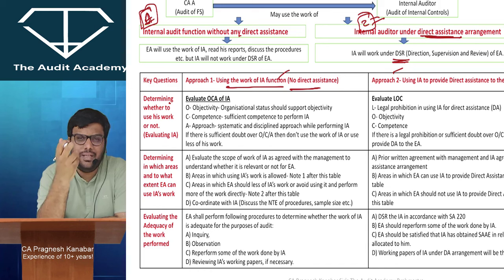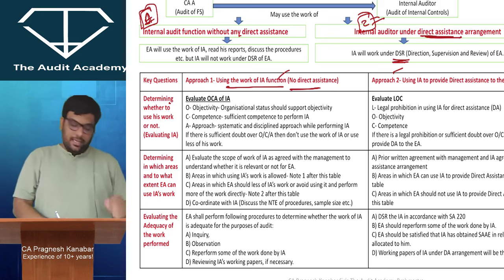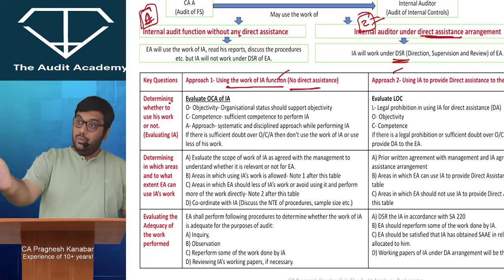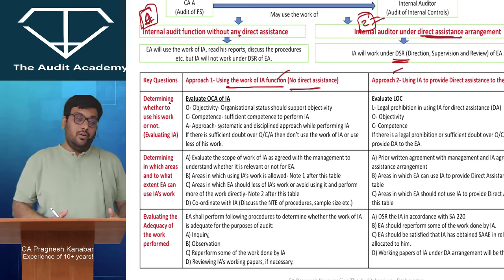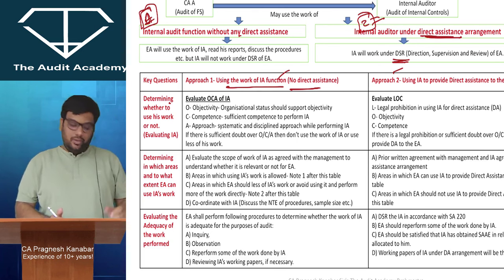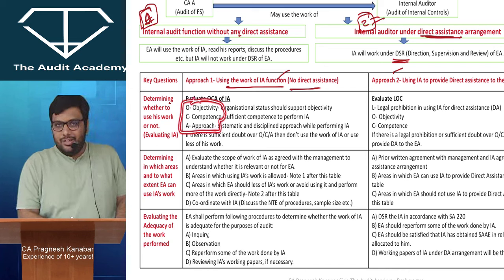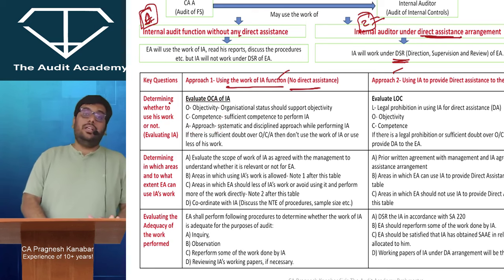Why are we going behind the competence word? See, the competence word was not there in SA 600 very clearly, because you know you are using the work of another chartered accountant. But when it comes to the internal auditor, the other person may or may not be a chartered accountant, as per the company law sections. And that is where the competence word comes in. And A for approach: whether the internal auditor is using some kind of systematic approach. For example, if he is using standards on internal auditing, I'll be very happy, because even those standards are recommended for internal audit. So I'll have to evaluate the OCA, objectivity, competence, and approach of the internal auditor's work. That is when you are using the internal auditor without any kind of direct assistance.